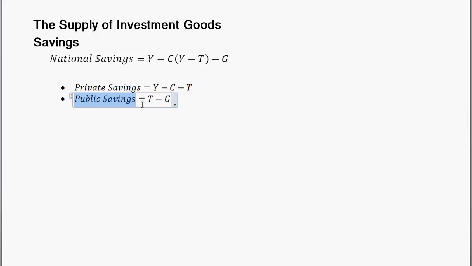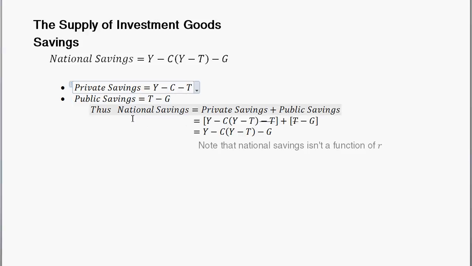And public savings is how much money the government has saved. So they have an income of taxes, right? And they have an amount of money that they choose to spend, which is just G, government spending. So when you add those two together, you get national savings. So national savings is just private savings plus public savings. So these two terms right here, you'll notice one has a minus T and one has a plus T. Those things cancel out, and you get national savings of income, less consumption, less government spending.